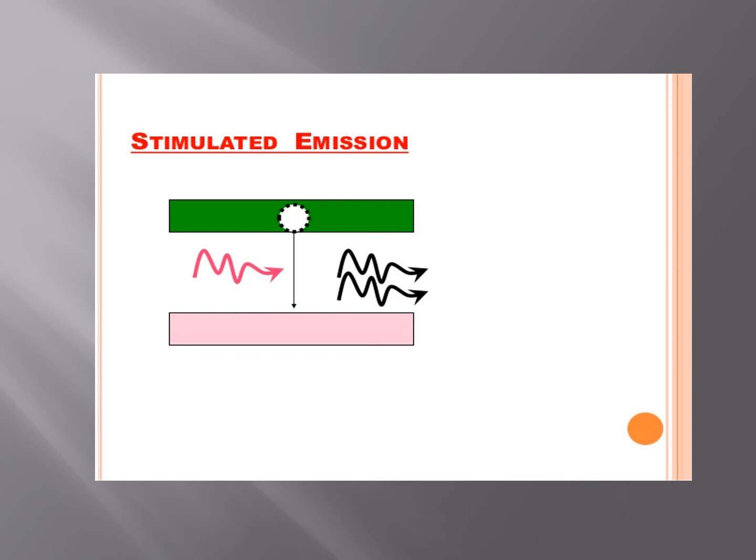Stimulated emission. From the name itself we can understand that it happens only by some triggering force, that is, stimulated. Here the atom in the ground state absorbs a photon of energy and goes to the excited state. In the excited state, it is triggered by a photon of energy, and so it comes to the ground state with the emission of 2 photons.